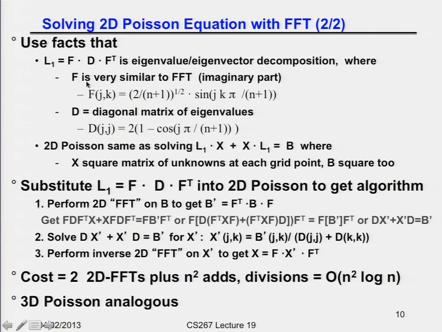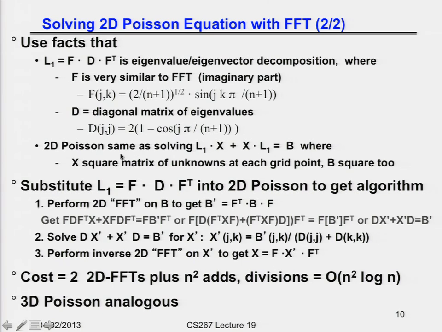transpose. F is not exactly the FFT. It's almost the FFT. It's basically the imaginary part. And so that's good enough for all my purposes. And D is a diagonal matrix of eigenvalues, and we can write them down too. So that's one mathematical fact that you can use trig identities to confirm.